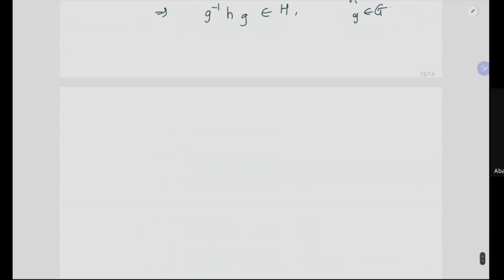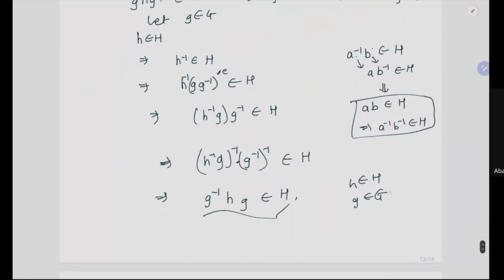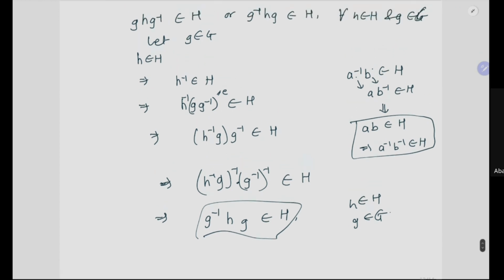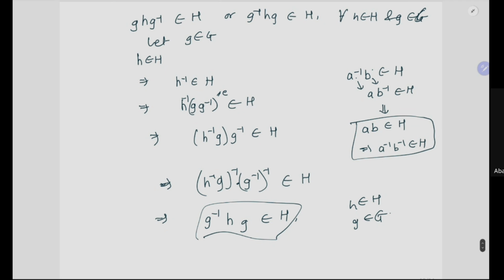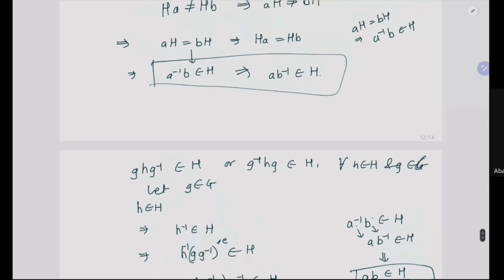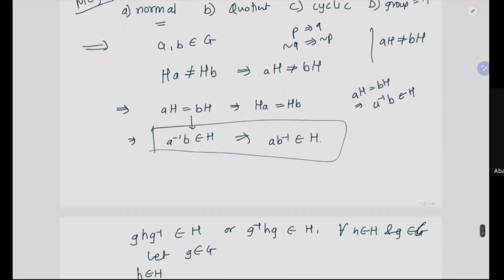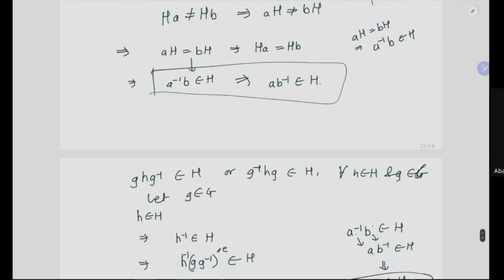Ma'am, that means H is not normal, right? H is normal because we got G H G inverse in H for any given H and G. No, ma'am, you have taken AH equals BH in the first, then you prove it. Where? No, here I am taking the contrapositive. If P implies Q, then negation Q implies negation P. Okay, contrapositive. Yes, yes.